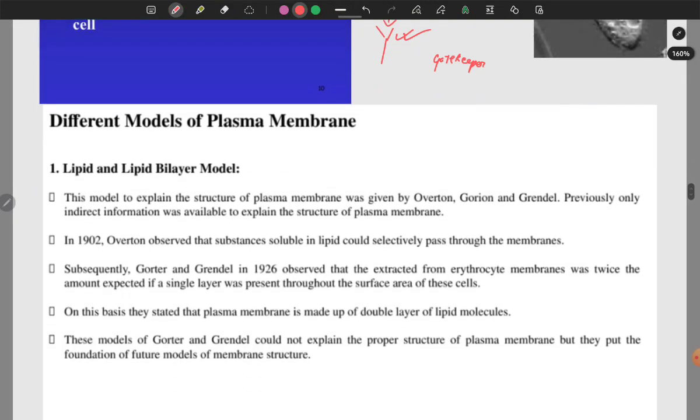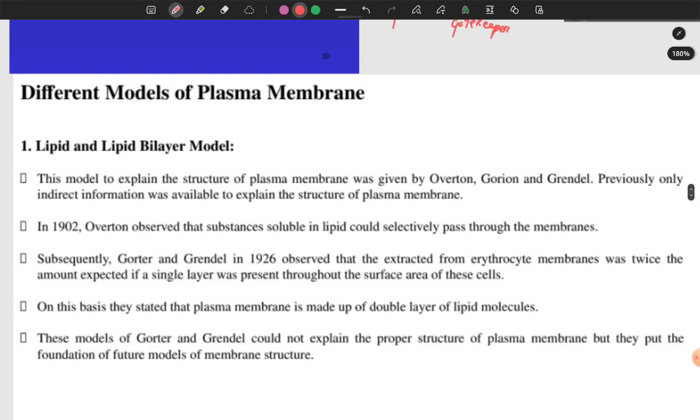And there are three models of plasma membrane. First is the lipid bilayer model. Okay, this model explains the structure of plasma membrane given by Overton, Gorter and Grendel. Previously, only indirect information was available to explain the structure of plasma membrane. In 1902, it was observed that substances soluble in lipid could selectively pass through the membranes.